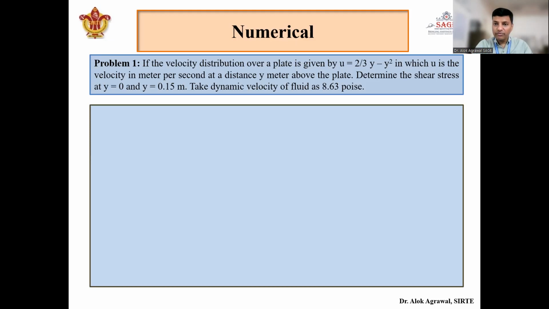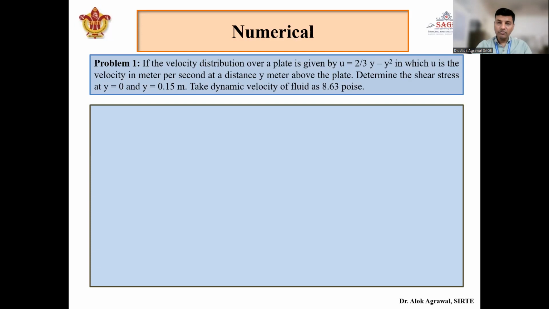What we have to determine? We have to determine the shear stress at two different points, that is at y equal to 0, which means at the plate, and second at y equal to 0.15 meter, that is at a distance of 0.15 meter from the plate. The dynamic viscosity of the fluid is given as 8.63 poise. Poise is the CGS unit of viscosity, so we have to convert this CGS unit into SI unit as I discussed earlier. And we have also seen the relationship between the SI and CGS unit. Okay, so this is our problem.